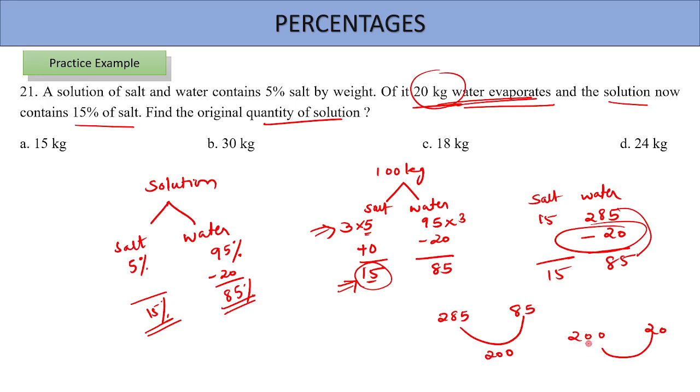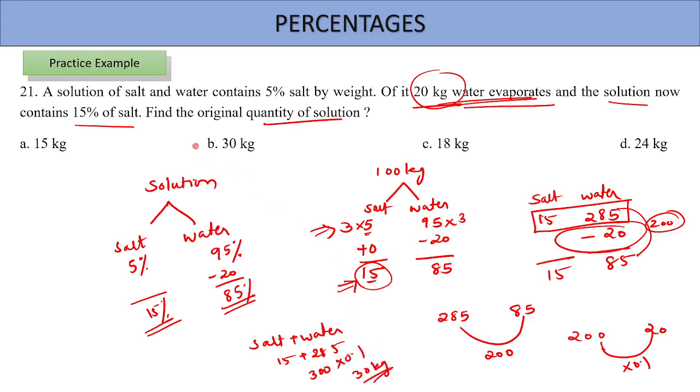That means with what value should I multiply this 200 so that I should get 20? I will multiply it with 0.1. So if I am multiplying this difference by 0.1, then I will have to multiply the total by 0.1 as well. So salt plus water is 15 plus 285, which is 300. This 300 I will also multiply with 0.1. So I will get 30 kg of original quantity.